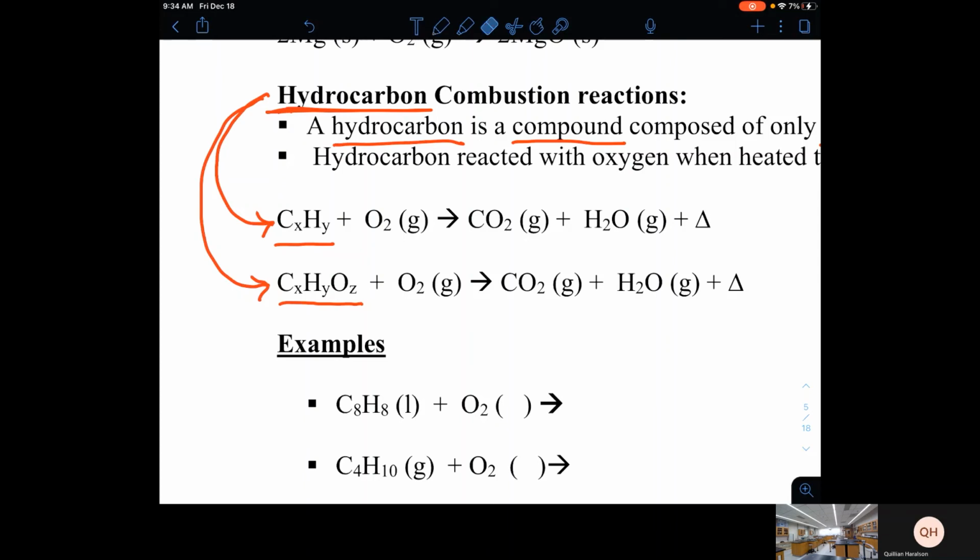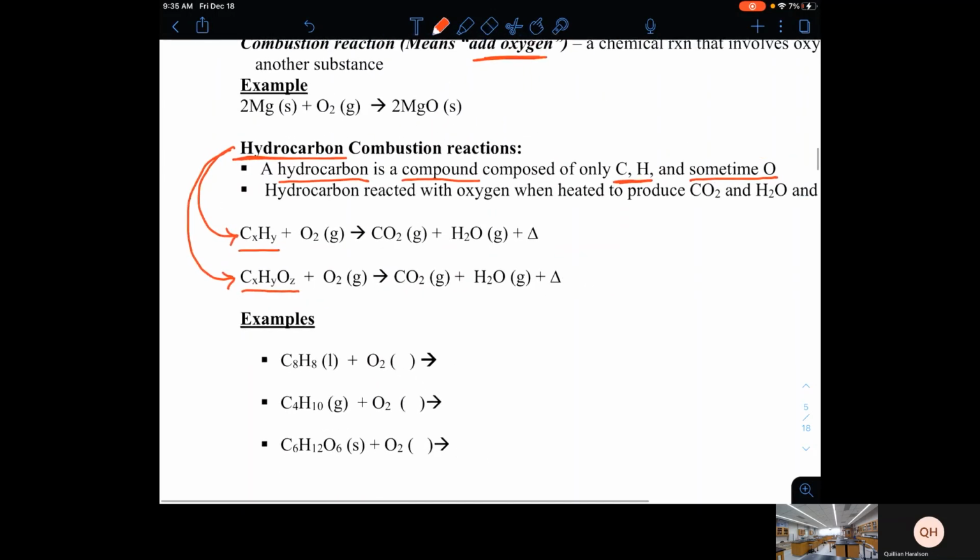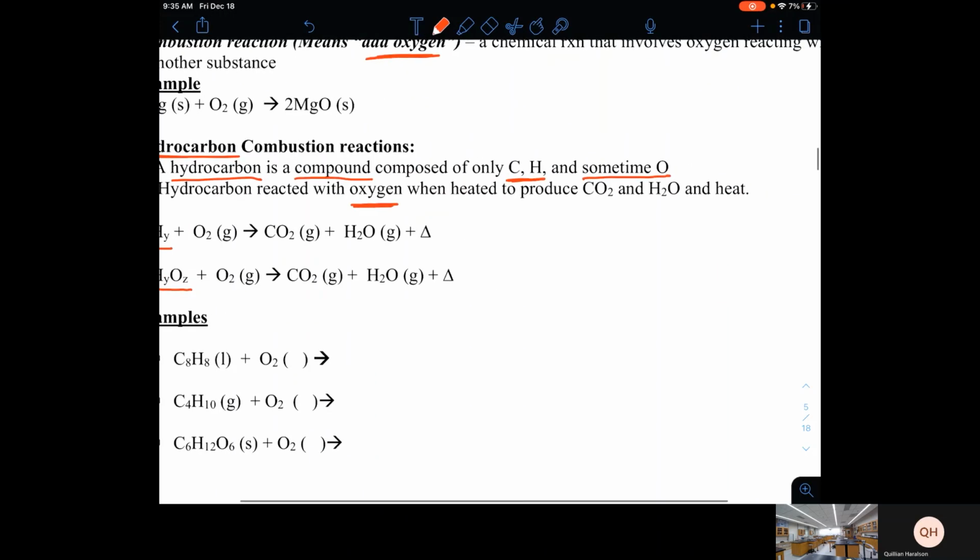Now, one of the things that we're going to see is that when hydrocarbons react with oxygen, they're going to end up producing carbon dioxide gas. Water we'll see is going to come off as a vapor. And also we're going to produce a tremendous amount of heat. That's why, hey, we burn wood, we know wood is going to produce heat. Combustion reactions have a tendency of producing heat.